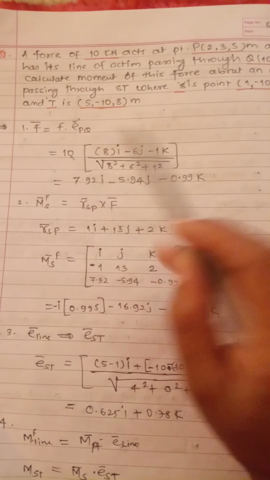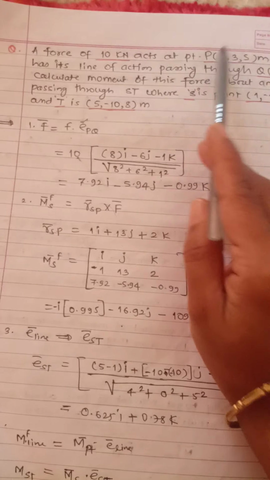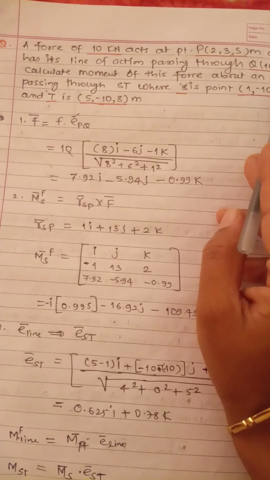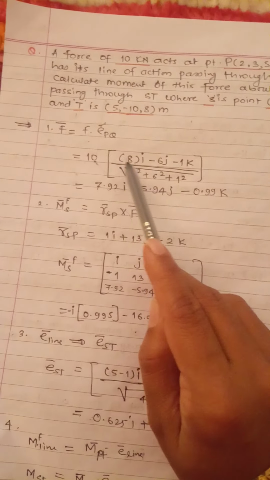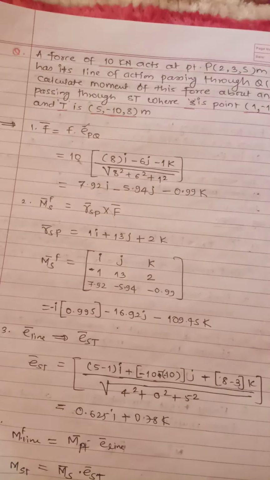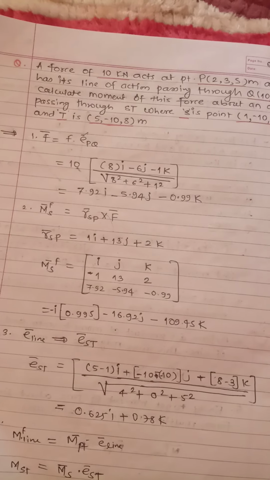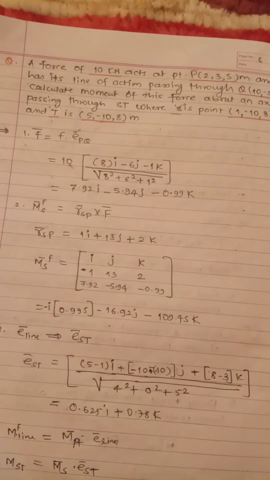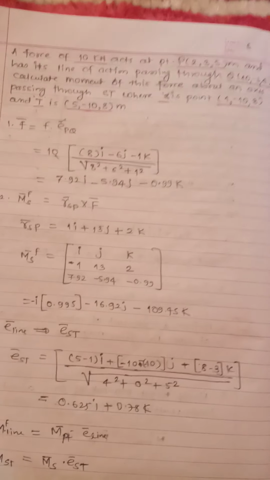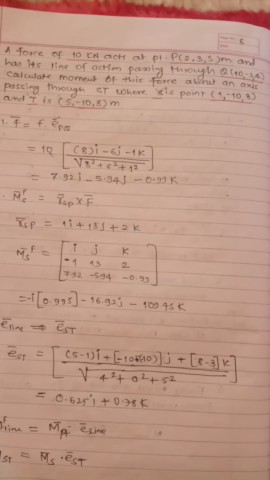Then EQ is nothing but PQ, sorry. PQ means Q minus P will be there, means 10 minus 2, minus 3 minus 3, 4 minus 5 will be there. Because of that you will get this kind of equations. The formula is (x2 minus x1) i plus (y2 minus y1) j plus (z2 minus z1) k, divided by the square root of (x2 minus x1) squared plus (y2 minus y1) squared plus (z2 minus z1) squared.